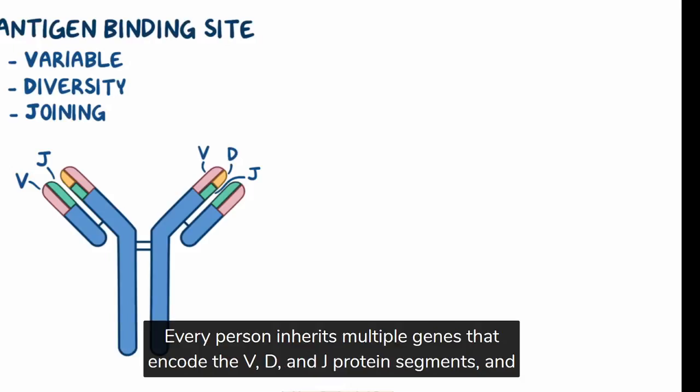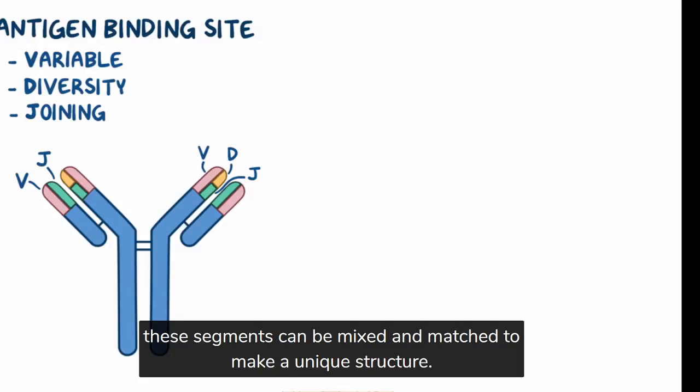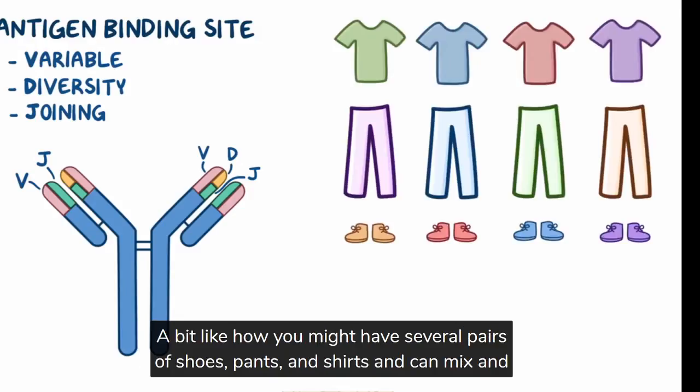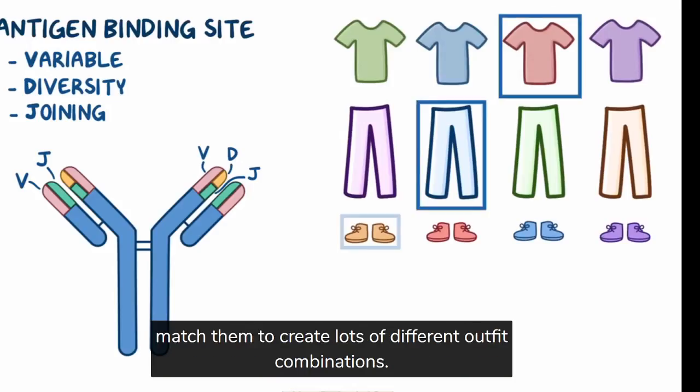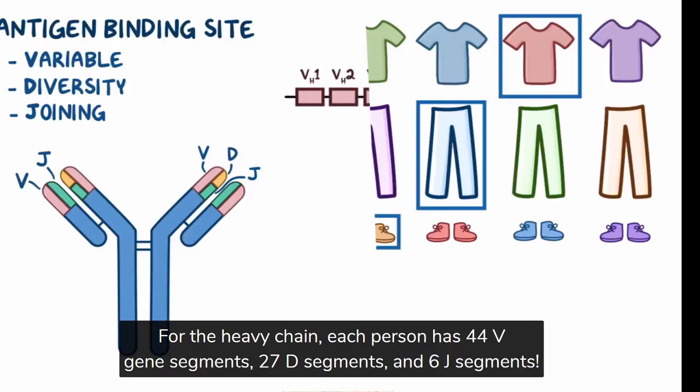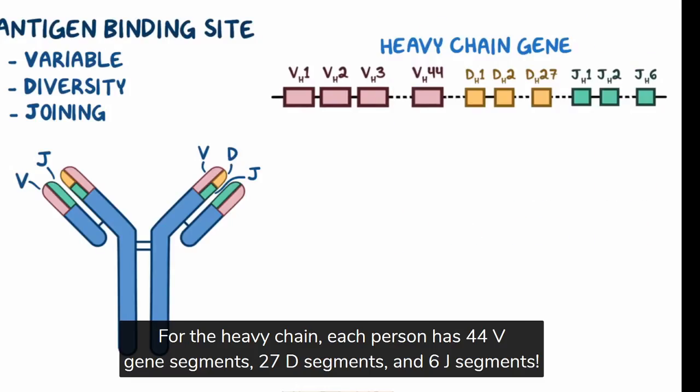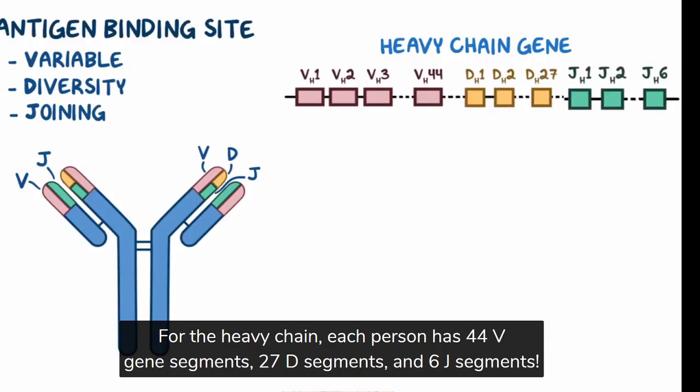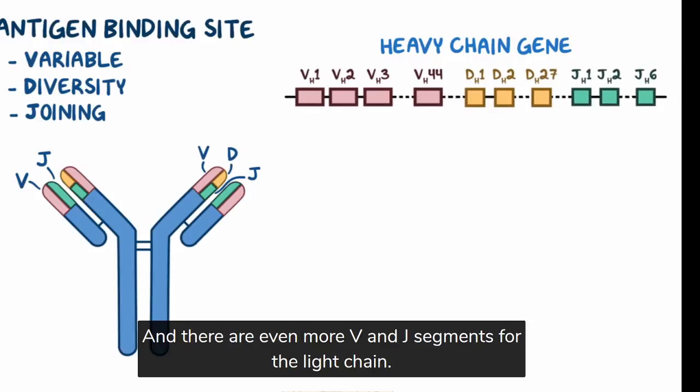Every person inherits multiple genes that encode the V, D, and J protein segments, and these segments can be mixed and matched to make a unique structure. This is kind of like how you might have several pairs of shoes, pants, and shirts, and you can mix and match them to create lots of different outfit combinations. For the heavy chain, each person has 44 V gene segments, 27 D segments, and 6 J segments. And there are even more V and J segments for the light chain.